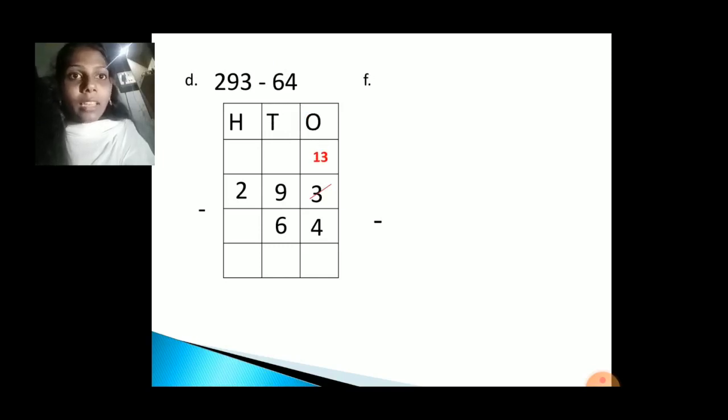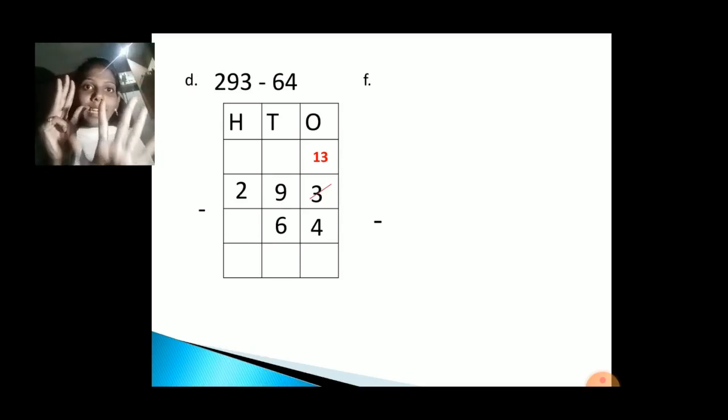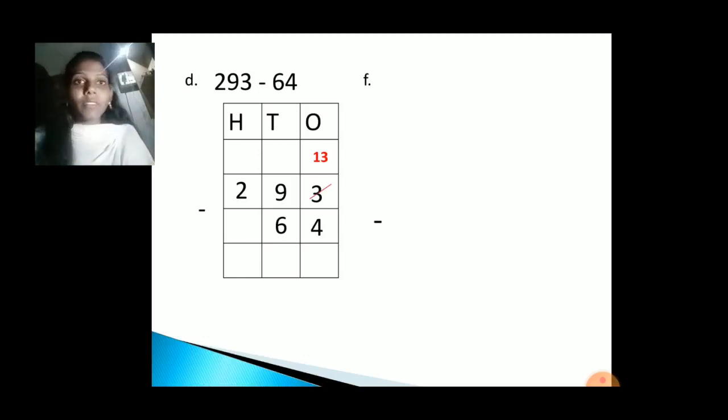Now 13 minus 4 equals to what? Don't know. So what we will do? We will start the counting from the 5 means after 4 till 13. Now count 5, 6, 7, 8, 9, 10, 11, 12, 13. So 13 minus 4 equals to how many? 9. So 9 we will write under the ones place.